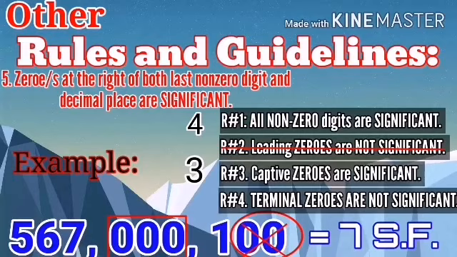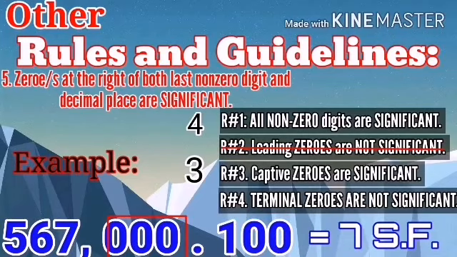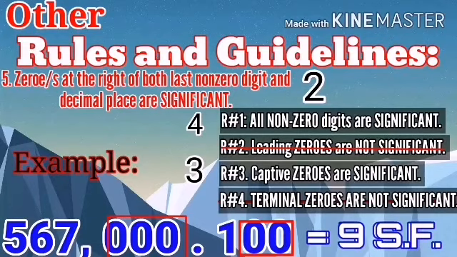Okay, let's apply now rule number 5. Rule number 5 says that zeros at the right of both last non-zero digit and a decimal place are significant. Kailan nagiging significant ang terminal zeros? Okay, we have here the set of numbers and observe nyo, meron na tayo ditong decimal point. Now, because of this decimal point, our terminal zeros will become significant. Therefore, we have 2 significant figures from rule number 5. Kaya, ang 7 significant figures kanina ay madadagdagan ng 2. Kaya ito ay magiging, we have now 9 significant figures.